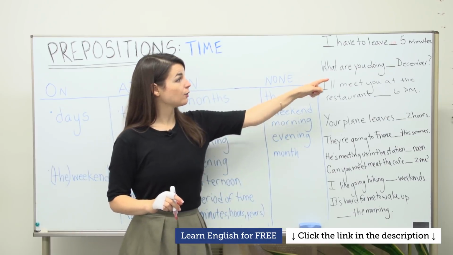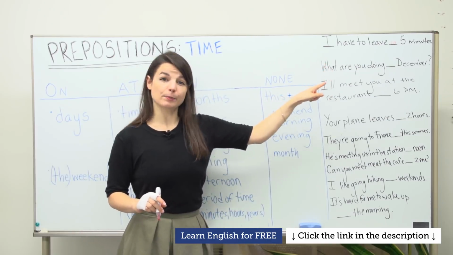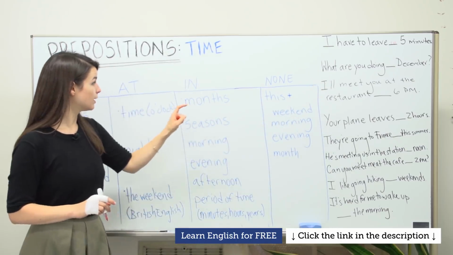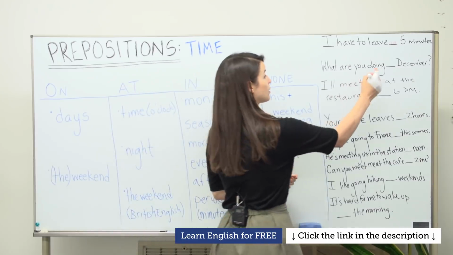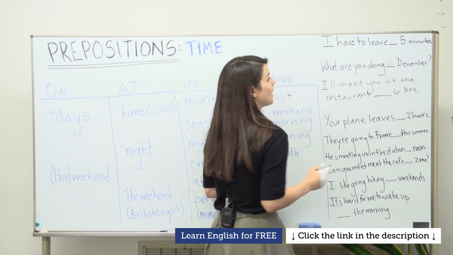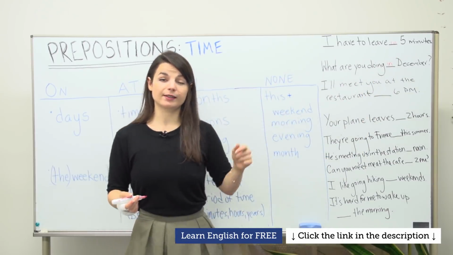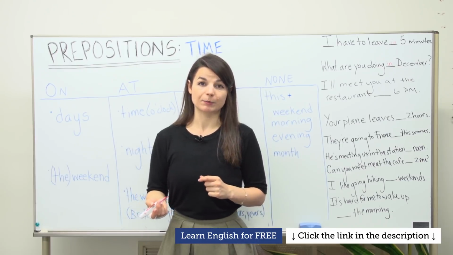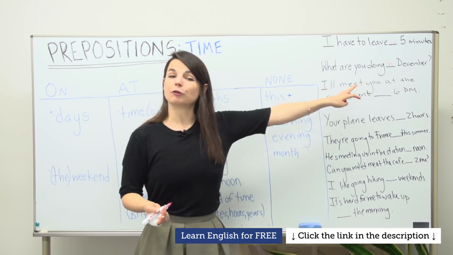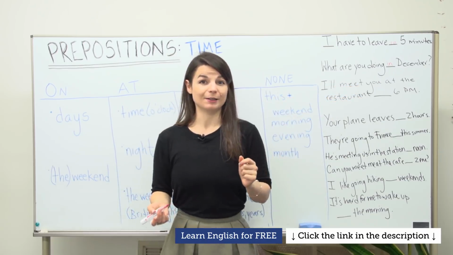Next, what are you doing something something December? So we know December is a month. We should use in this case. What are you doing in December? Of course, by the way, with this sentence, we could say, what are you doing this December, to be very specific. But in this case, for a preposition, we should use in.